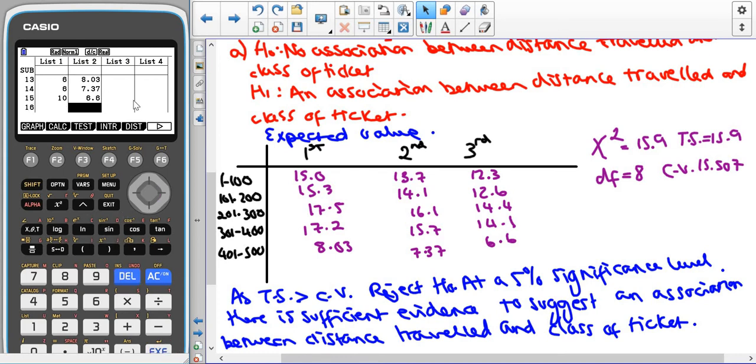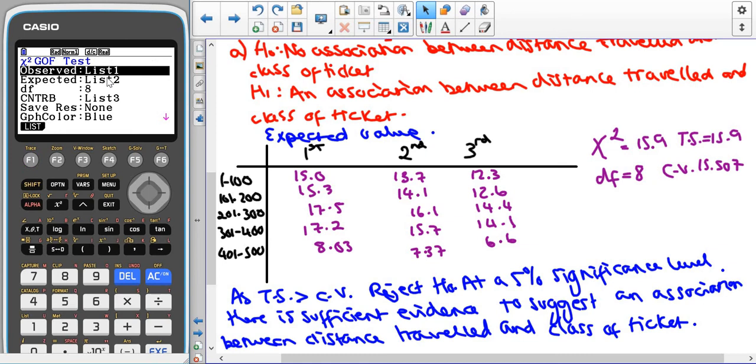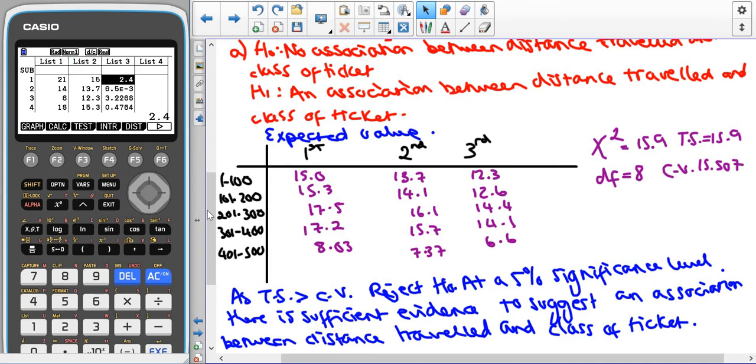Again, these line up. That's a good start. Quick double check that you've entered the values in correctly, because we are going to get our contributions now from the calculator. Good, they're all correct. So then we'll go to test, chi, this time we go to goodness of fit. List 1, list 2, list 3. Degrees of freedom 8, good. And look, now we've got 15.9 and our chi-squared was 15.9. That's brilliant again. Exit, exit, list 3 is filled in for us.